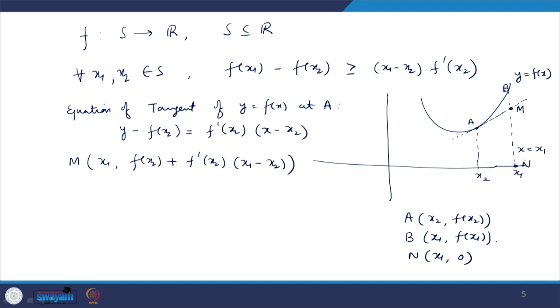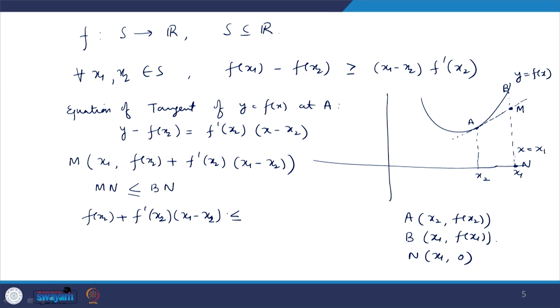So, you can see that MN is less than BN, and if it is a straight line, it may hold as an equation also. Okay, so what is MN? MN means the y coordinate of point M, this height. So, the y coordinate of this point is f(x2) plus f'(x2)(x1 minus x2), which is less than or equal to BN.